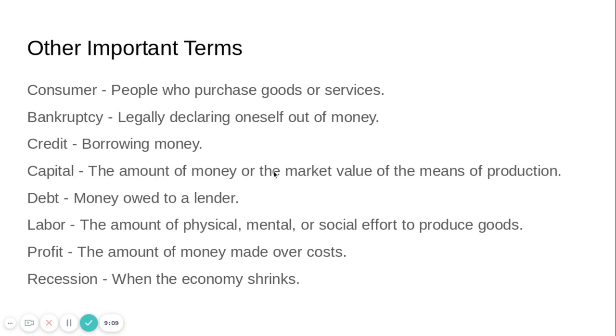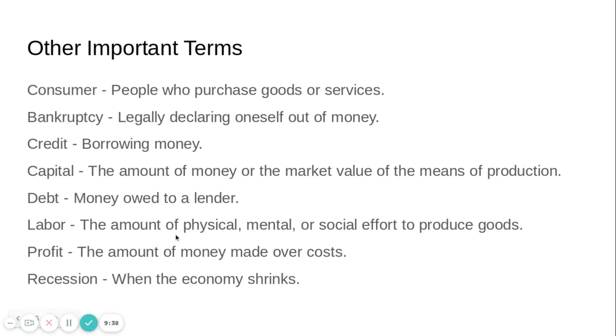Capital is the amount of money or the market value of the means of production, right? So your capital could be the fact that you own a factory. That's capital. Or it could be the money in your bank account. That's also capital. It's just the amount of money that you have. Debt is just money owed to a lender. So if you did borrow money, say you got some credit from a bank, you then owe them money. That's a debt.